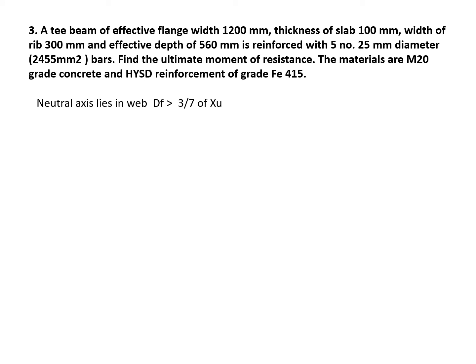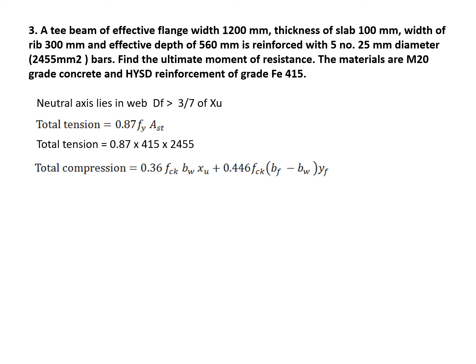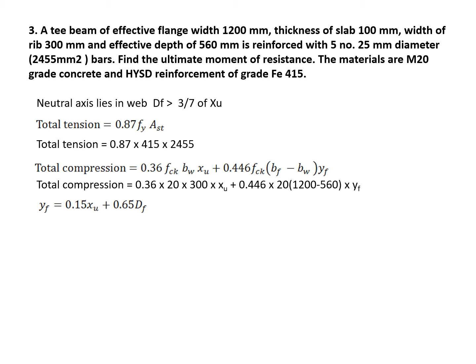Now the neutral axis lies in the web, but df is greater than 3/7 of xu. And in this case, if you remember, we use yf. So total tension is this, and total compression, a similar expression, but instead of df we are using yf. And yf is equal to 0.15 xu plus 0.65 df. You have to remember, it's the expression given in IS code, and we are accepting it. So using these two, that is tension equal to compression, and yf equal to 0.15 xu plus 0.65 df, you will be able to find XU as well as YF. YF you can treat as equivalent DF, that is depth of the flange.